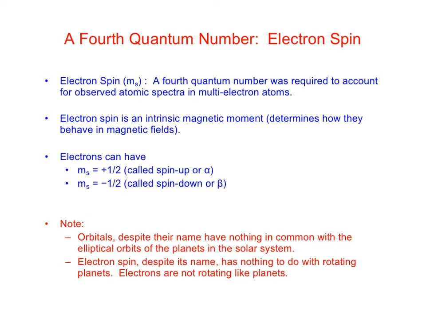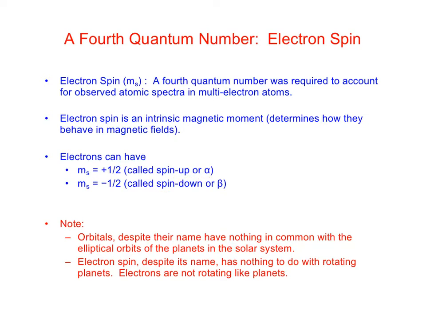So up until this point, we've talked about 3 quantum numbers to describe an electron in an atom: n, l, m sub l, and it turns out there's a fourth that we abbreviate with m sub s, and it is the electron spin quantum number. Electron spin is an intrinsic magnetic moment of an electron. This determines how electrons behave in magnetic fields. There are 2 possibilities for this electron spin quantum number. It can either have a value of plus a half or minus a half. When it's plus a half, sometimes we call that spin up or alpha. And when m sub s is minus a half, we sometimes call that spin down or beta.